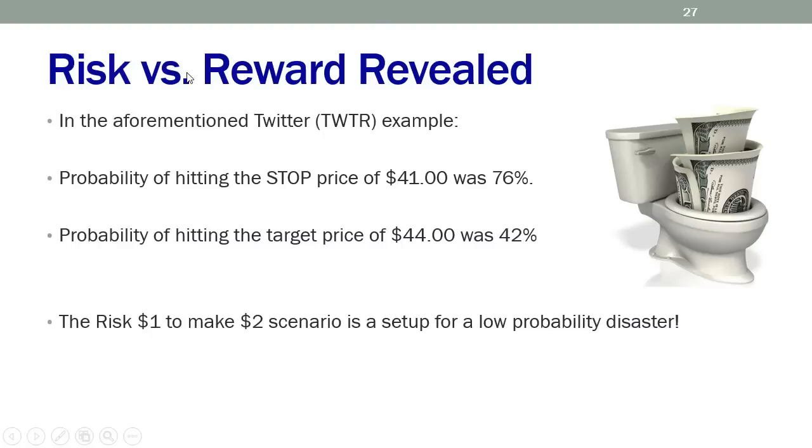Why don't you think about this? Okay? Listen. Risk versus reward revealed. In the aforementioned Twitter example, the probability of hitting the stop was 76%. The probability of hitting the target of 44 was 42%. Therefore, with the power invested in me, I'll tell you, your risk 1 to be able to make 2 scenario is a setup for a low probability disaster.